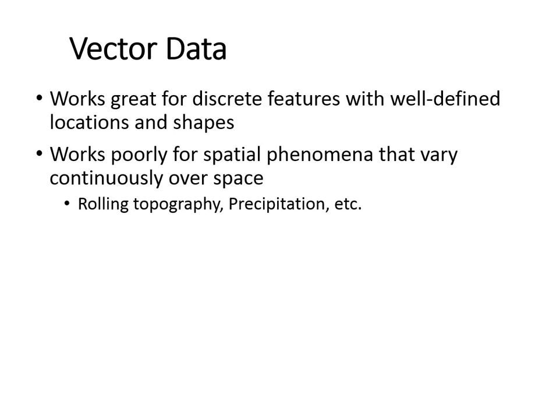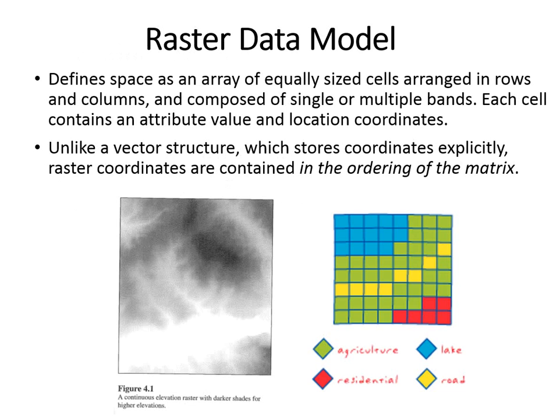But if you are dealing with spatial phenomena that vary continuously over space, like temperature or precipitation or rolling topography, things like this, vector data are not the way to go. And the way to go is what we're about to talk about next. Rasters. Okay, raster is the way to go.